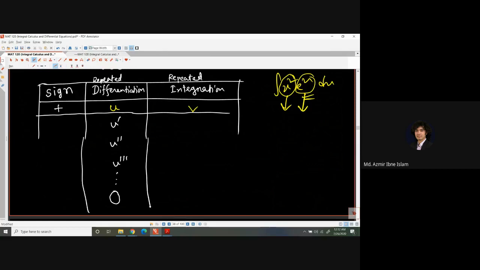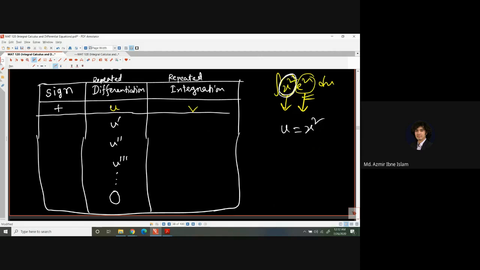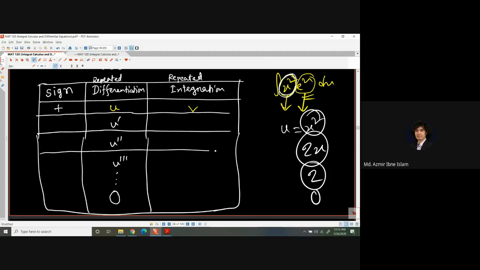So why are we expecting 0? Since the tabular method deals with polynomial functions, suppose if u, that is x squared, is under this part, it is certain that after some differentiations we will obviously get 0. That means the differentiation of x squared is 2x, the differentiation of 2x is 2, and the differentiation of the constant 2 is finally 0. So that is what I am trying to say. This is for the repeated differentiation column. Our calculation will stop when we get 0.